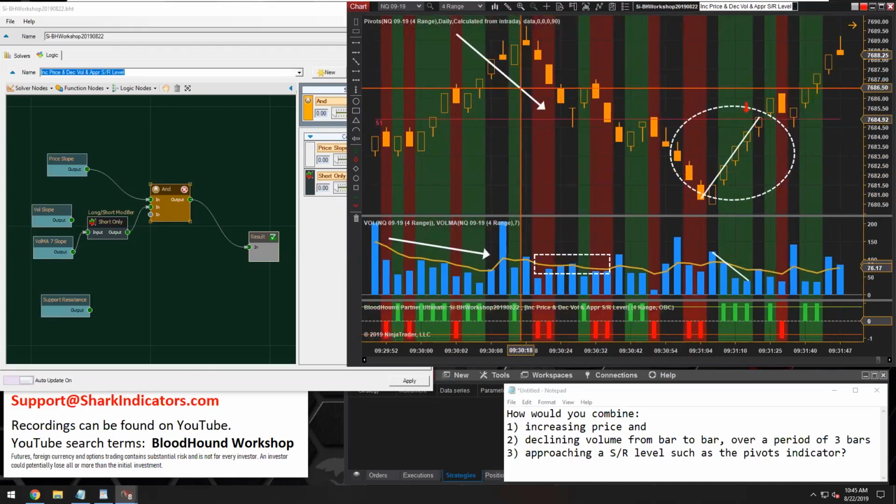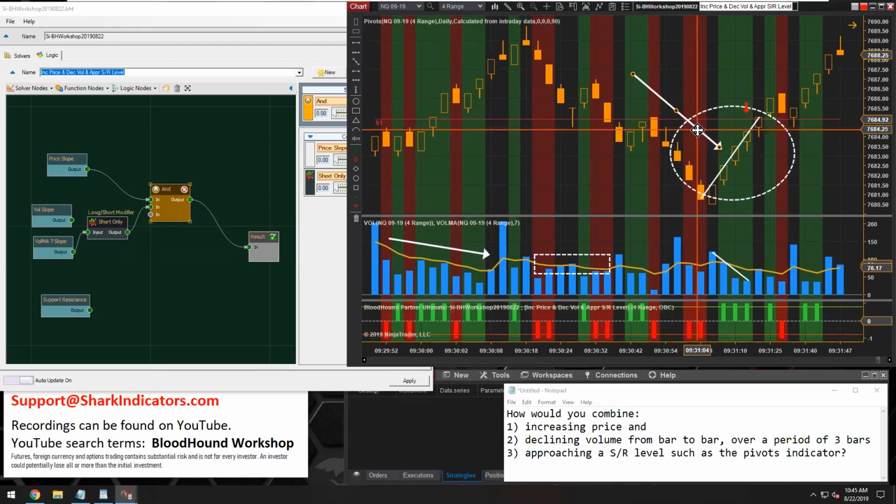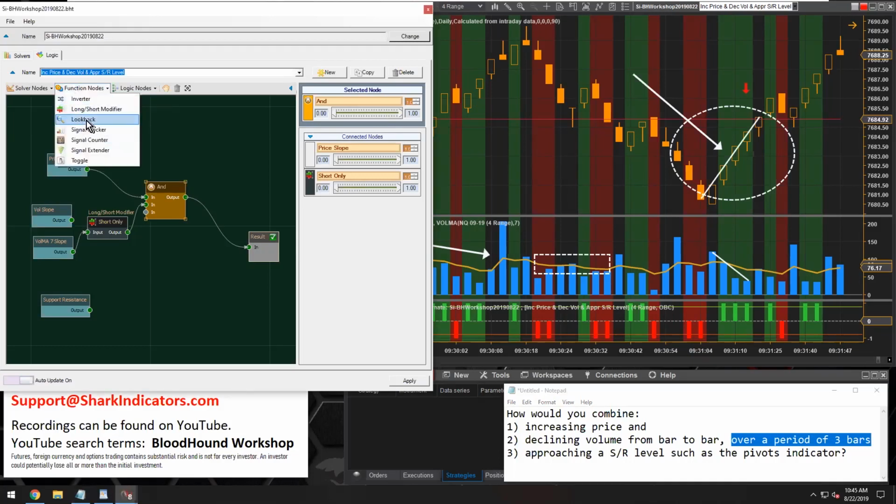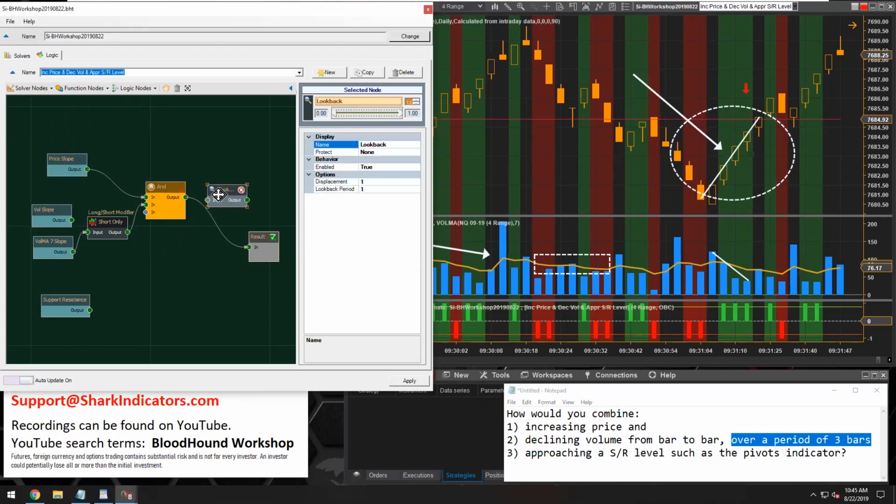So let's just stay focused over here where we know we're looking for a short signal. I'm trying to move that arrow. There we go. Okay. So coming out of this AND node, we're going to be looking for, whatever you want, 3 bars or 4 bars, right? So over a period of 3 bars or 4 bars for condition 1 and condition 2. So to do that, we can use the look back node here.